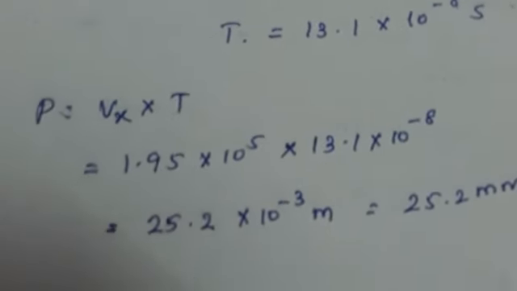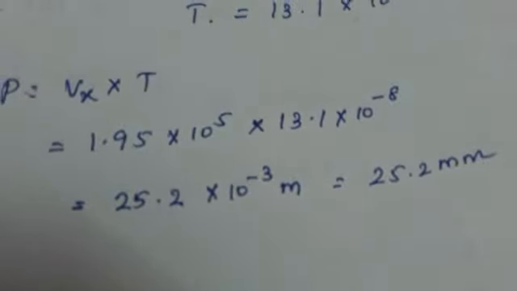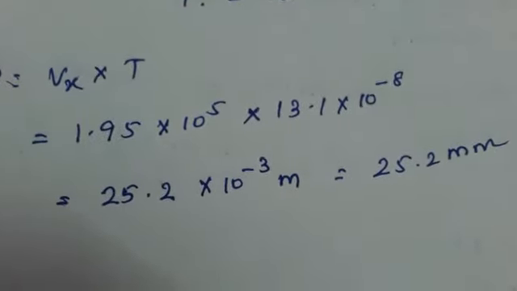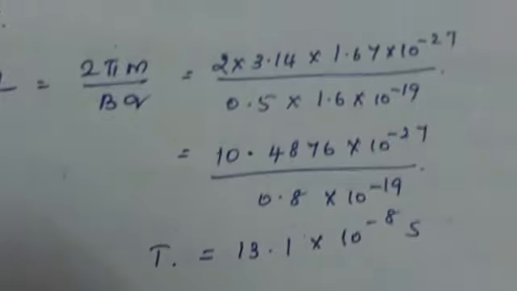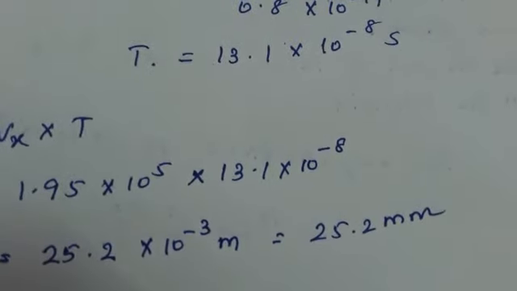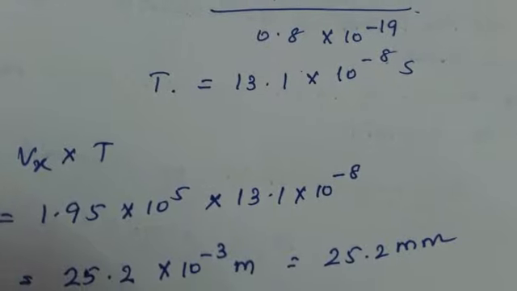Now the proton is having an acceleration in the magnetic field. The pitch is almost 6 times the radius of the helix. The radius of the helix is only 4.18 millimeter, and your pitch is 25.2 millimeter, so it is almost 6 times the radius of the helix.